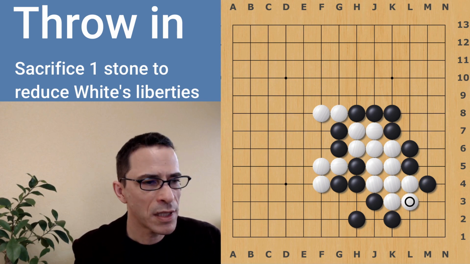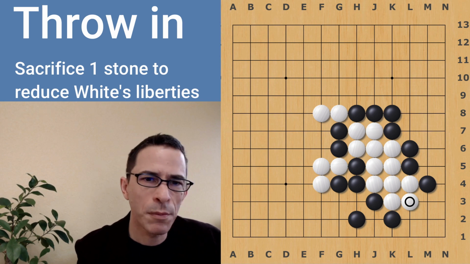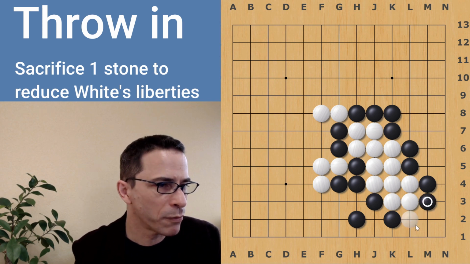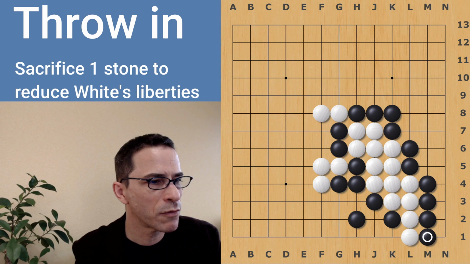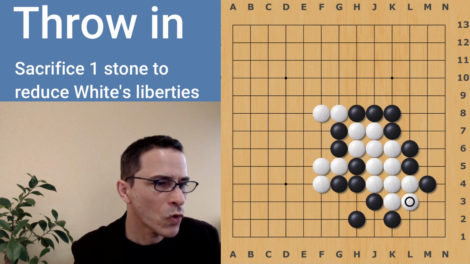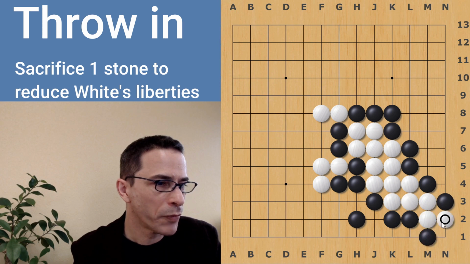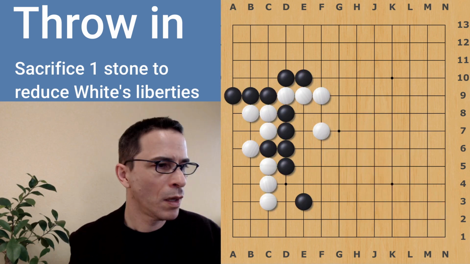And similar to the previous example, after this, black has a number of ways to chase. So black can play straight towards the corner, the side of the board, or black can continue in a diagonal in a ladder-like form. It works either way.